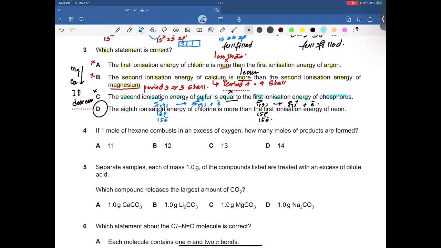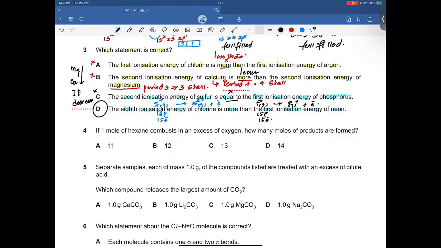Let's read the D. The 8th ionization energy of chlorine is more than the first ionization energy of neon. That's right, because chlorine has more protons than electrons, which means chlorine has a stronger nucleus to electron attraction as compared to neon, which is why more energy is needed for ionization, and therefore the 8th ionization energy of chlorine is greater than the first ionization energy of neon.